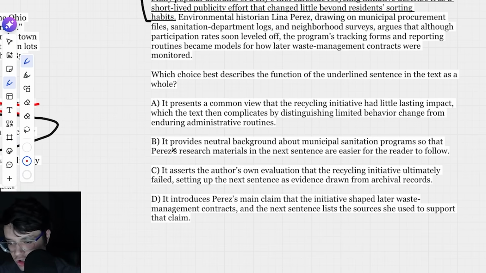Hopefully that makes sense. So A is probably going to be right here. But let's look at the rest. B, it provides neutral background about municipal sanitation programs so that Perez's research materials in the next sentence are easier for the reader to follow. So, neutral background about municipal sanitation programs.